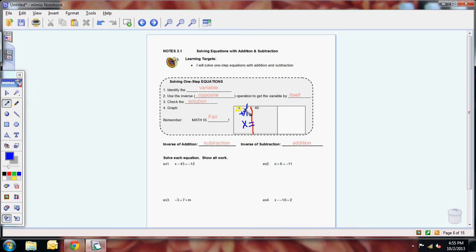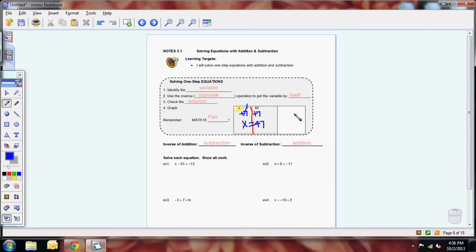But for equations, whenever you add or subtract anything on one side, you have to keep it balanced. You have to do the same thing on the other side. So if I added 7 here, I have to add 7 on the other side as well. So if I add 7, I would get 47.